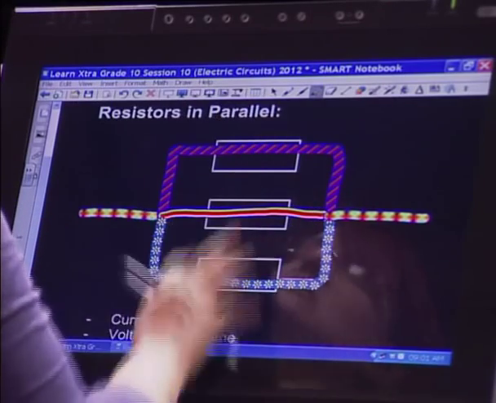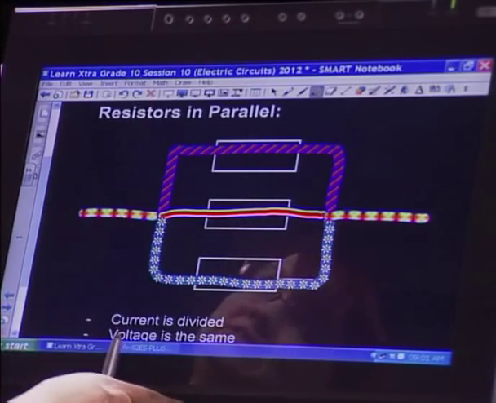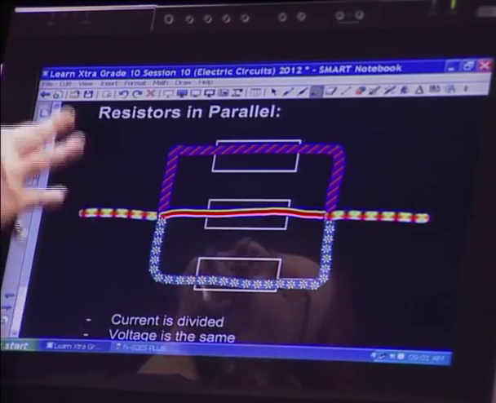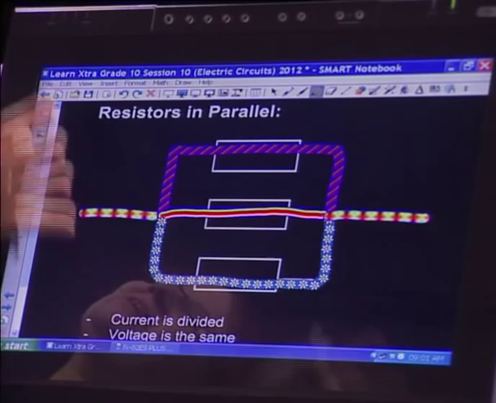Now, with my colored highlights, the reason why I do that is I want you to see that electrons make a choice. Electrons, and I've said this before, are like teenagers. They're lazy. They will take the path of least resistance. So when the current splits up, if all three of my resistors are the same, then each will get the same amount of current. It'll just divide into three.